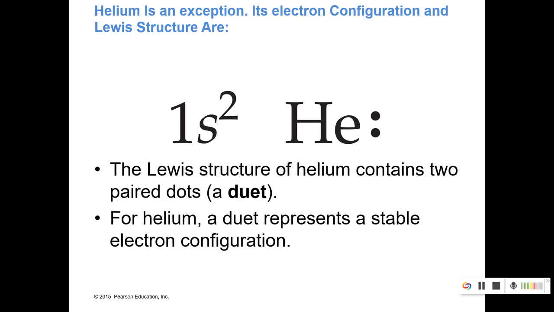Okay, helium is special. Remember that helium only has 2 valence electrons even though it's a noble gas and in 8A. That is because it only has the S sublevel, and so it only has 2 total electrons. This is the only time we have what we call a duet, where they are paired in just having 2 for that element.